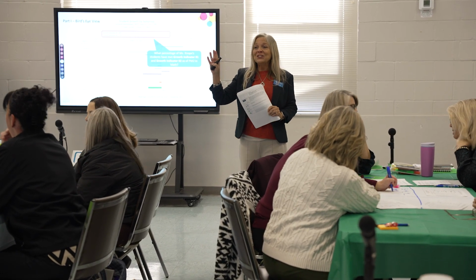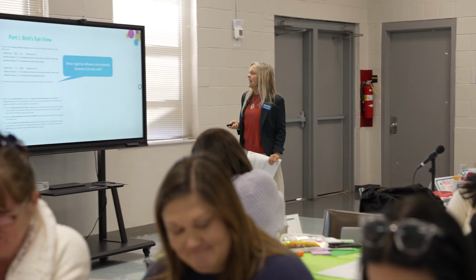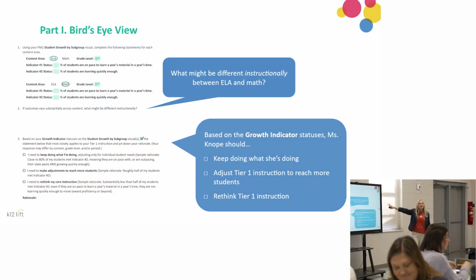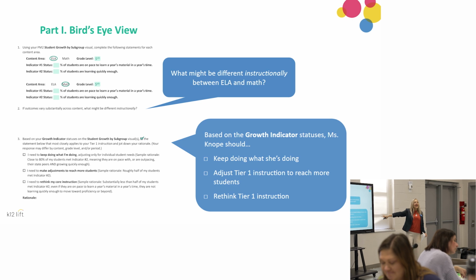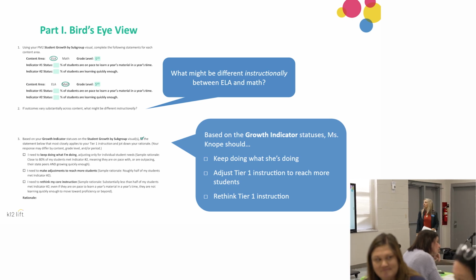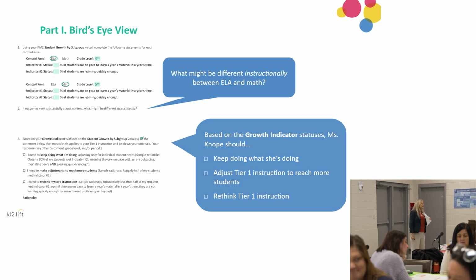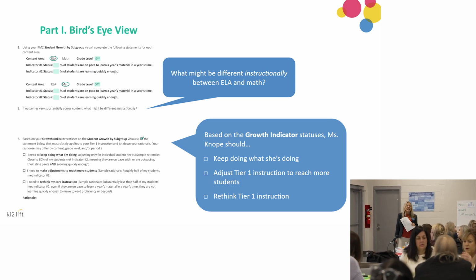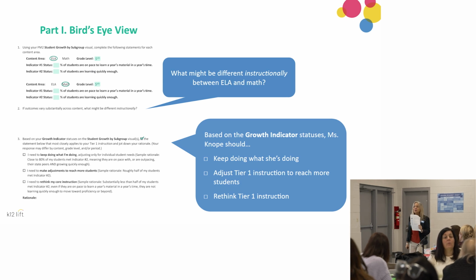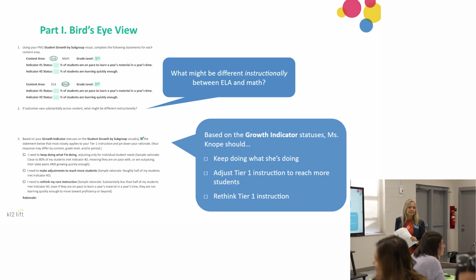We're going to do questions 2 and 3 on the bird's eye view. So still part 1, same page. What might be different instructionally between ELA and math? And based on those growth indicators, what should Ms. Nope do? Take a look at the data again and complete that together. Put your responses in quadrant 1 after y'all have had time to discuss it.